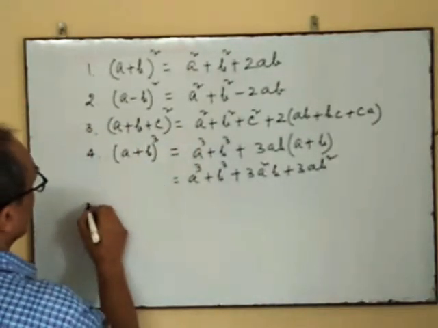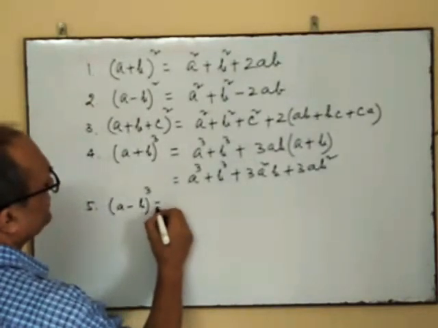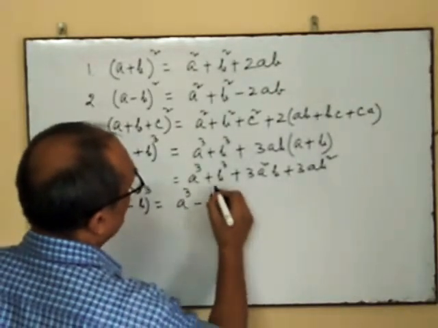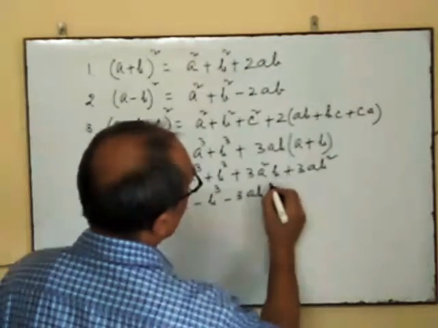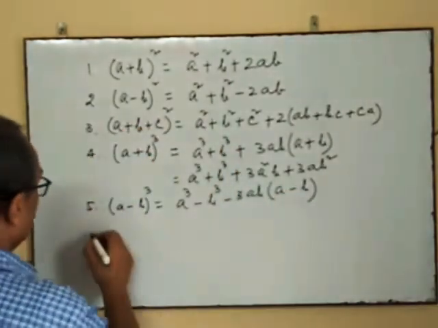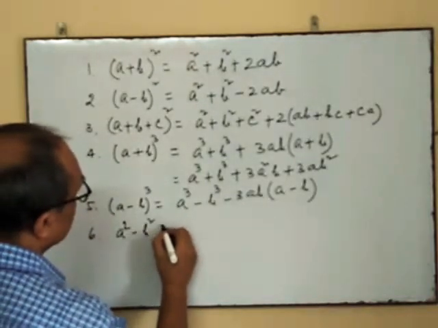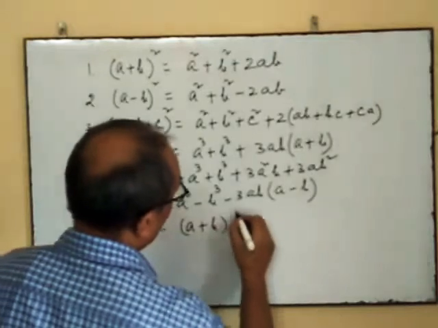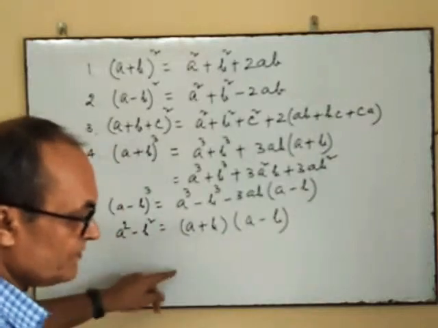Secondly, a minus b whole cube. This is a cube minus b cube, then minus 3ab into a minus b. Next one is a square minus b square. This equals a plus b into a minus b. So now you know all these formula.